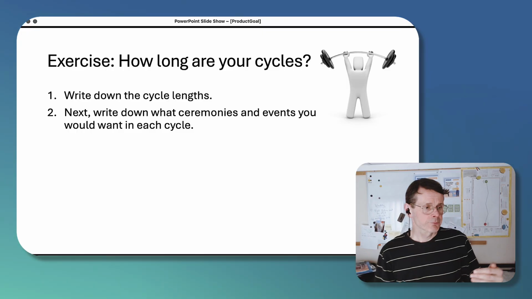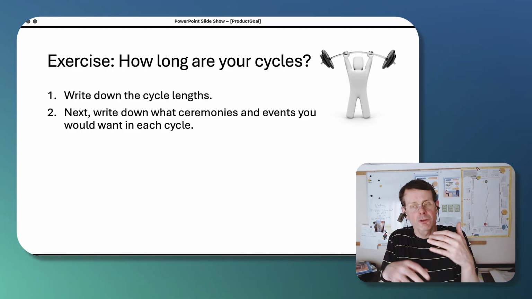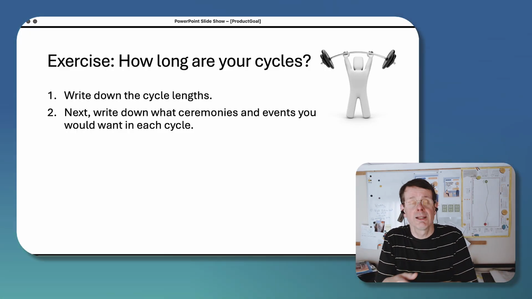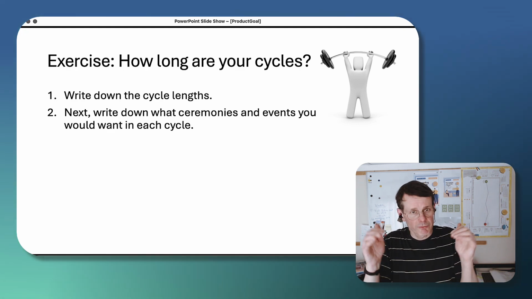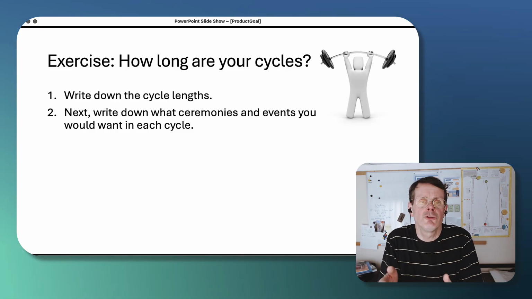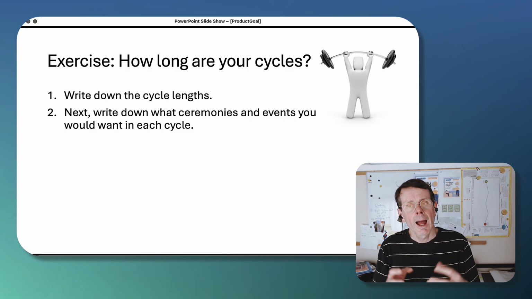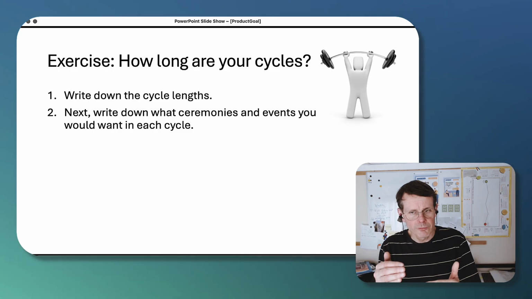When you've done that, write down the ceremonies and events that you would expect in each cycle. So with a 2-week sprint, you're going to have planning, you're going to have demo, you're going to have retrospective, you may have some other ceremonies in there, you're going to have something similar at the OKR level, but write down what you need to do as a matter of course each time round the cycle. And also include any important dates in there. Start to build yourself out a calendar. This is going to be important in the future.